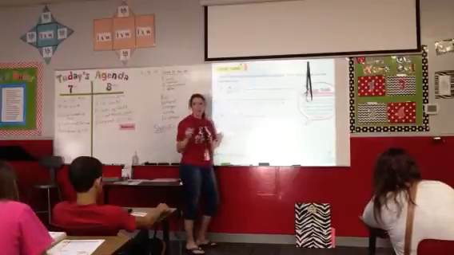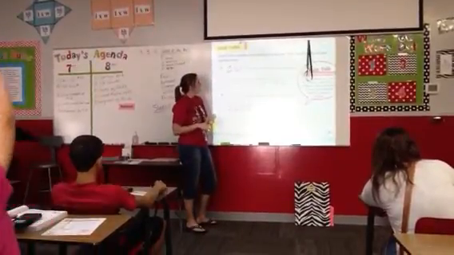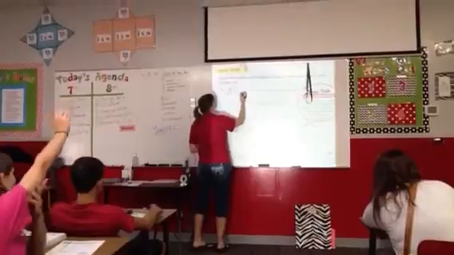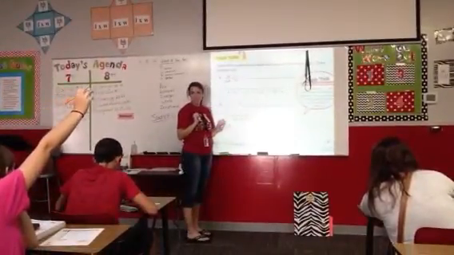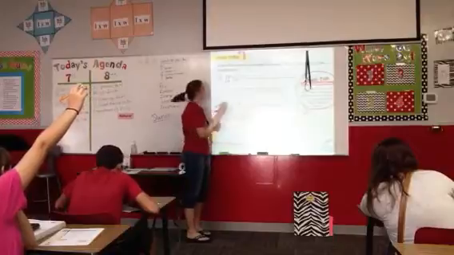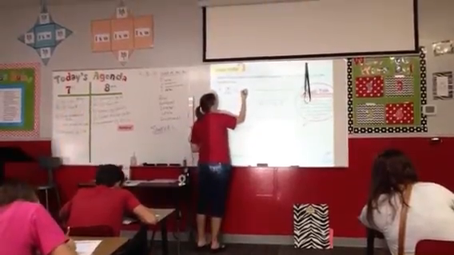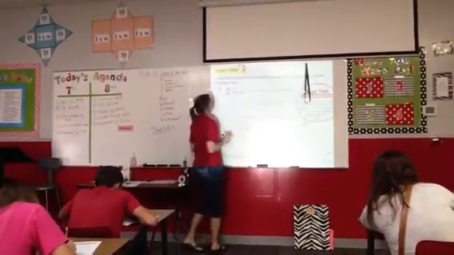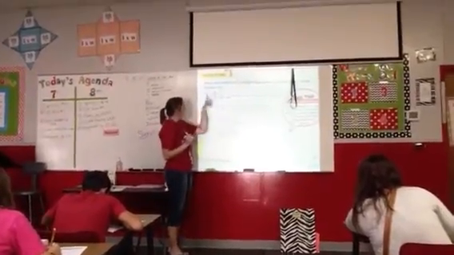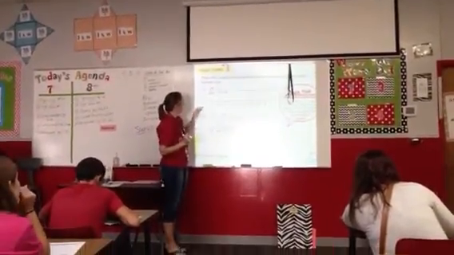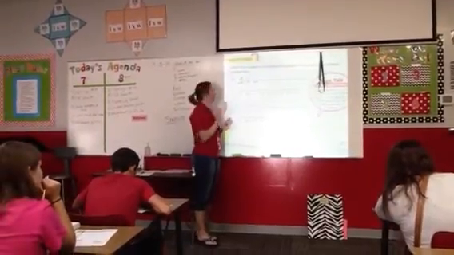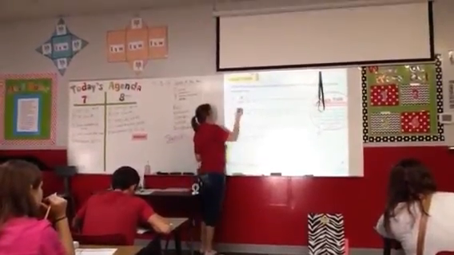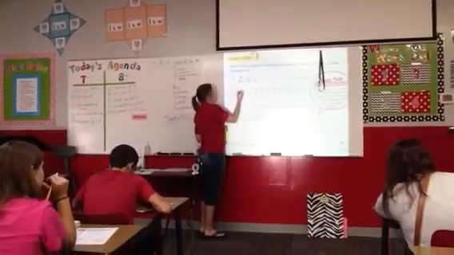Square root of 3, Seth? 2. Wait, 2. Okay, so I'm trying to put them in order from least to greatest. So which one is my smallest number, Caitlin? You can do them in your T-chart if you want to.